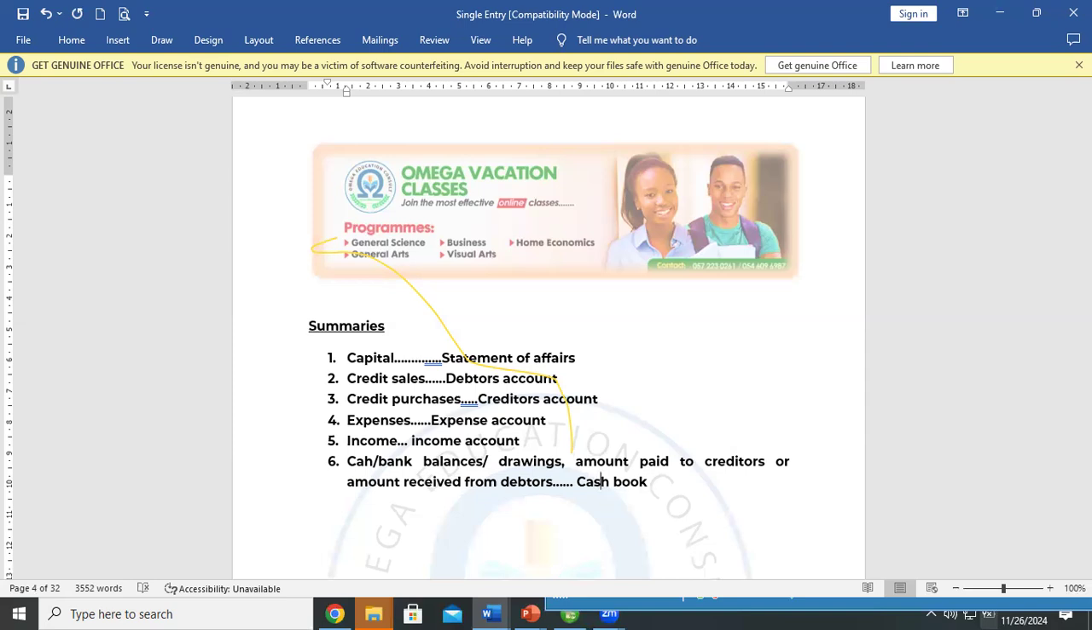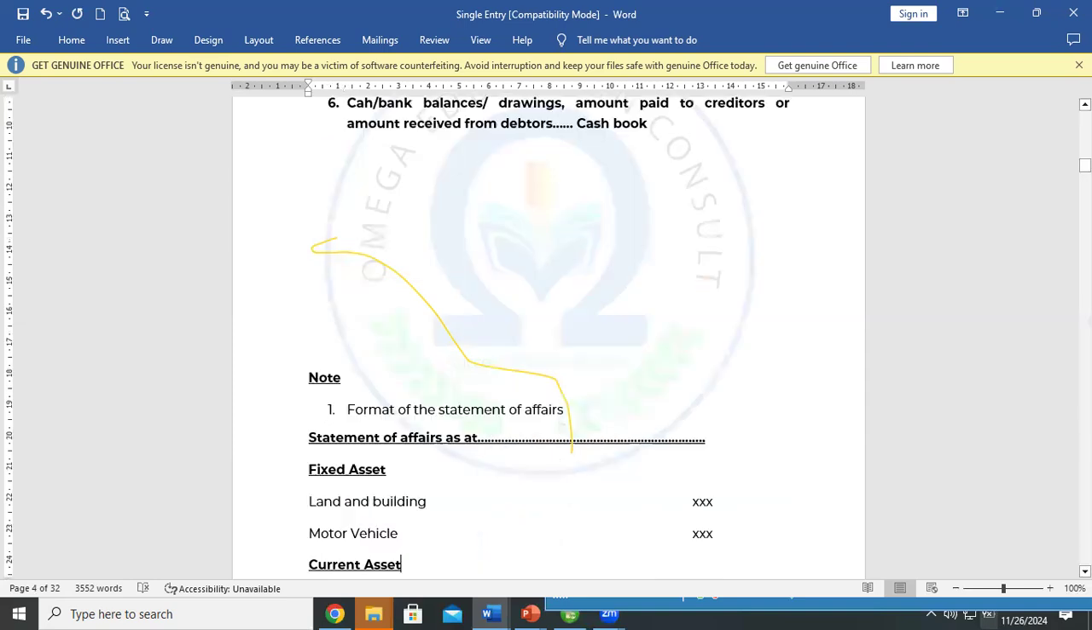Okay, so that is our major business for now. So the first one we'll look at is how to prepare the statement of affairs.